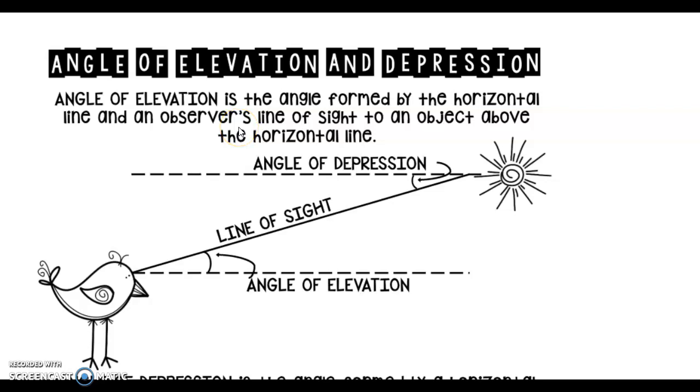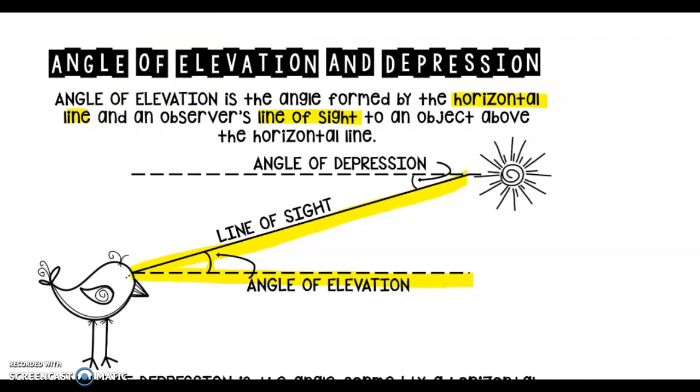Okay, so today we're talking about angle of elevation and depression. The angle of elevation is the angle formed by a horizontal line and the line of sight to an object. So if you think about a bird looking straight across, that's the horizontal, and then the line of sight, what they're looking up to, that is called the angle of elevation. Okay, that's the angle of elevation.